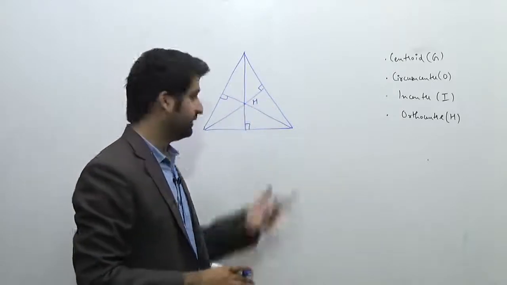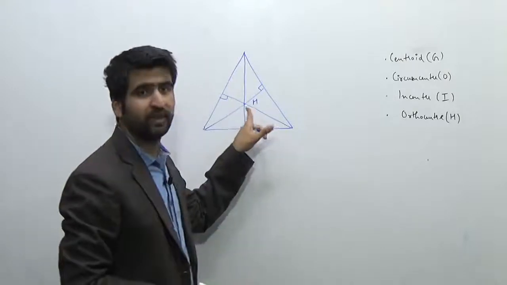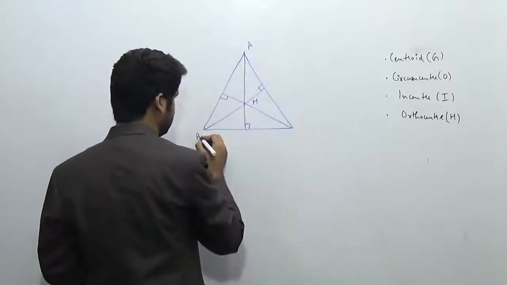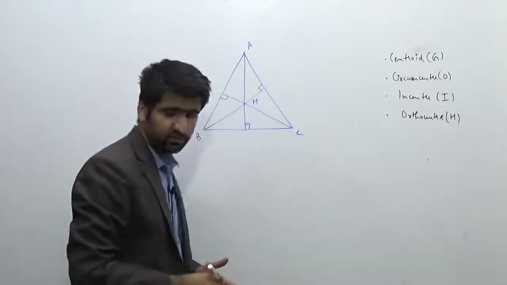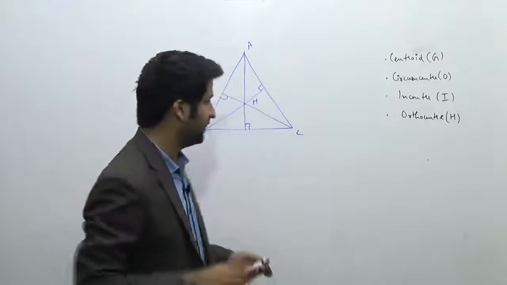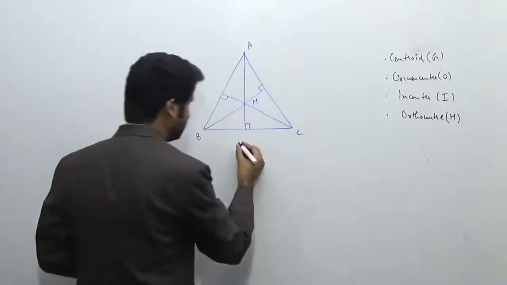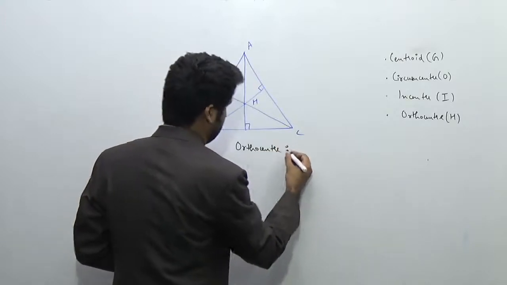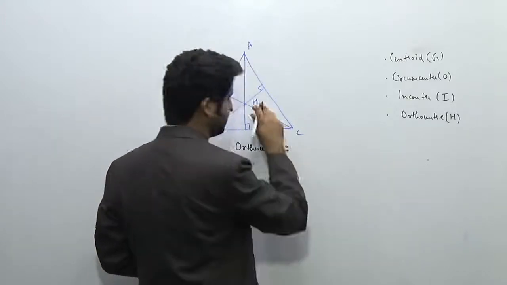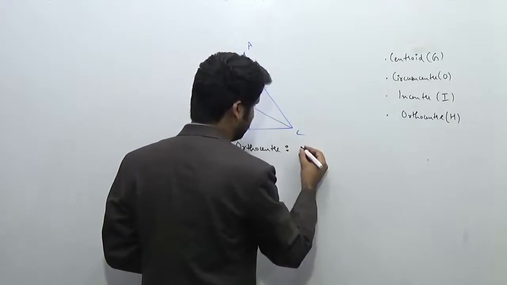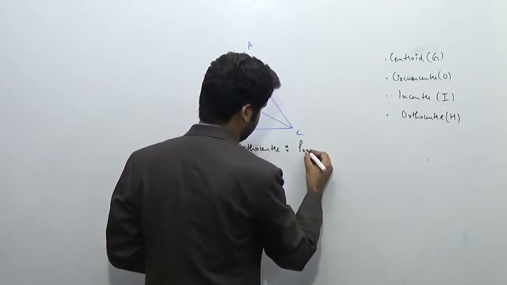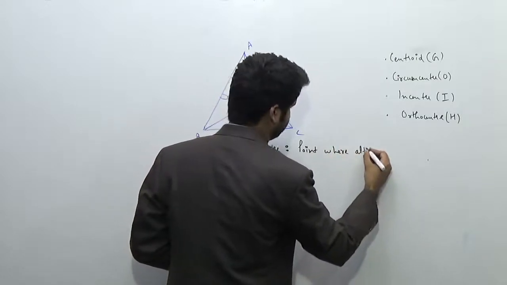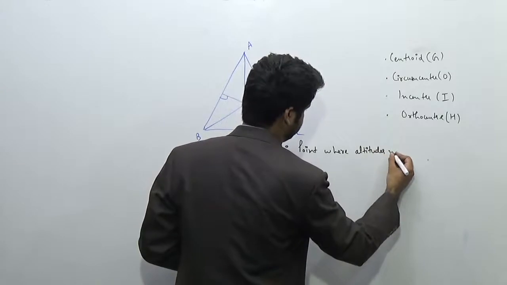Now the thing is, this point can be calculated by the application of straight lines, which we'll study in the next lecture: how to calculate the orthocenter. So in this case, we'll just write the definition of an orthocenter. Orthocenter is the point where all altitudes meet.